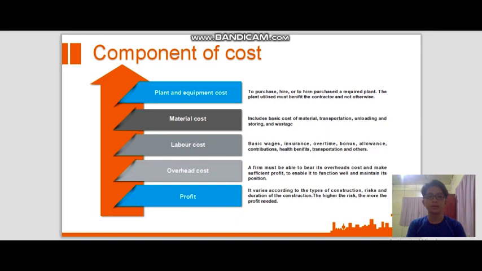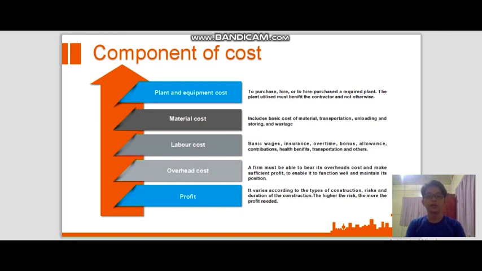Next is labor cost. Labor cost will include basic wage, insurance, overtime, bonus, allowance, contributions, health benefits, transportation, and others. After that, overhead costs. A firm must be able to bear its overhead costs and make sufficient profit to enable it to function well and maintain its position.